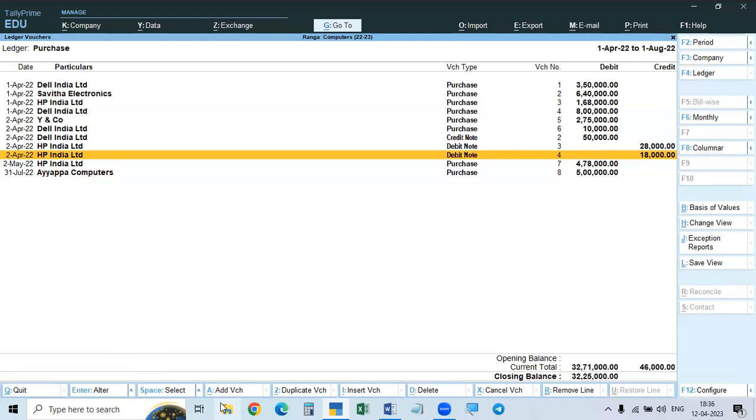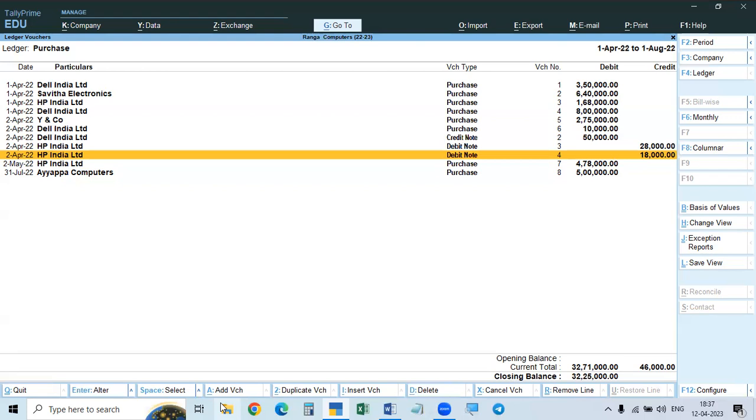Price also: suppose the price is 25,000, and by mistake they entered only 23,000. So 2,000 rupees less they billed. In such a case, we have to increase that amount, isn't it? So in both these cases, where they billed less, either quantity or price, we have to increase.